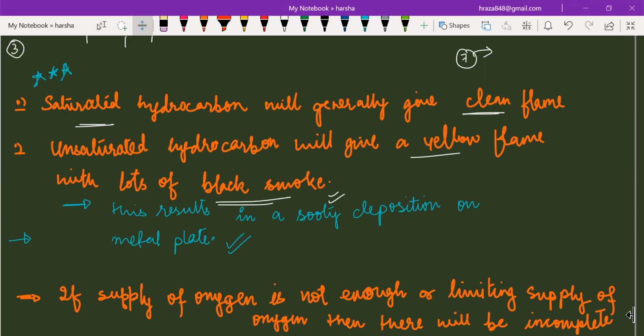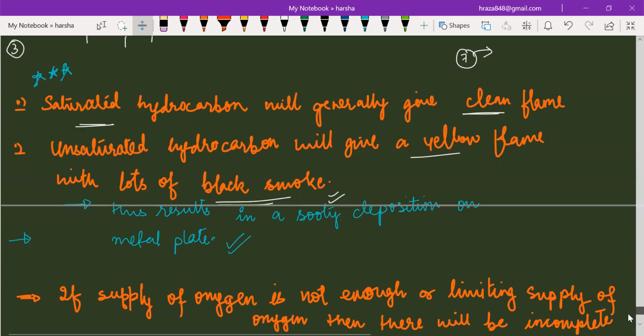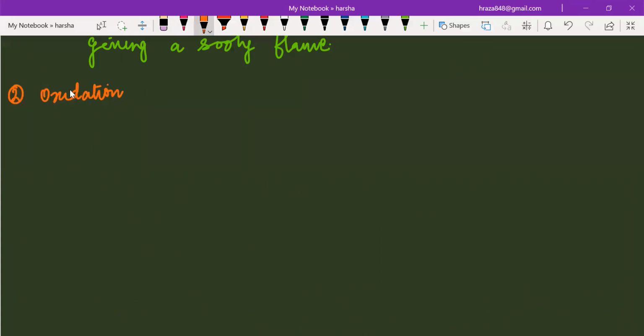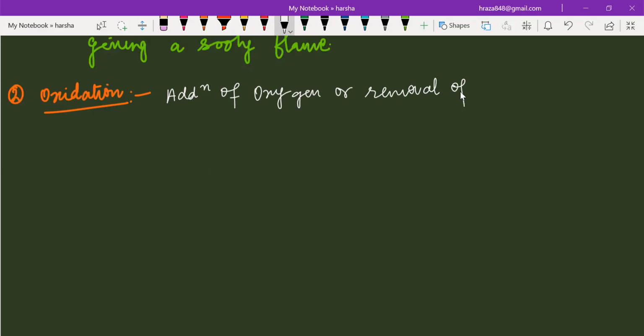Yeah, answer. Very good. Now see, oxidation. The next chemical reaction is oxidation. And you know what oxidation means? It is basically addition of oxygen or removal of hydrogen. You have studied this in the first chapter. Yes or no?